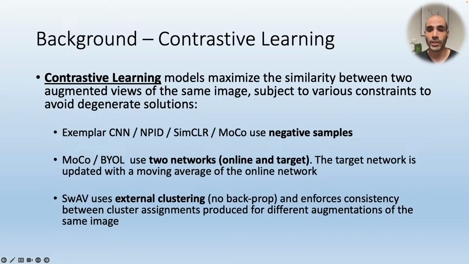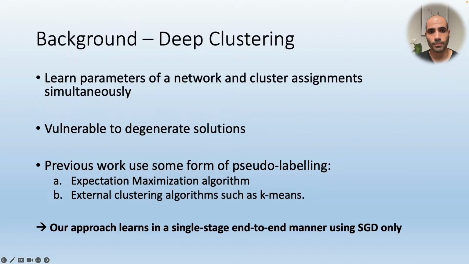Self-Classifier is a type of contrastive learning model. Contrastive learning models learn useful representations by maximizing the similarity of two or more augmentations of the same image. What makes each model different is the way it avoids degenerate solutions. Over the years, many approaches have been suggested, from negative samples to two networks where one is the moving average of the other, and even external clustering.